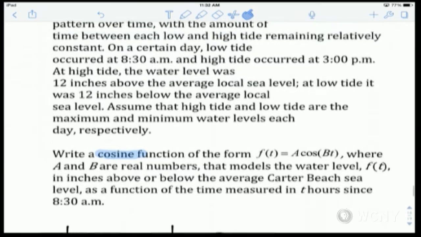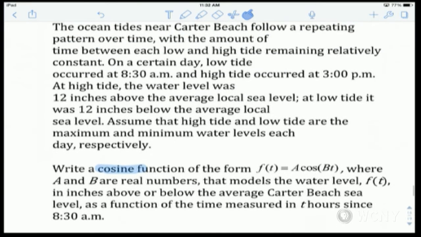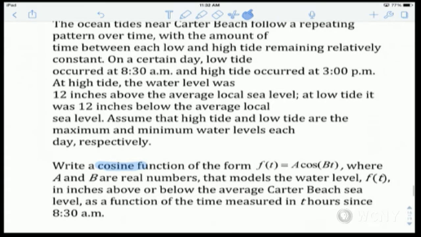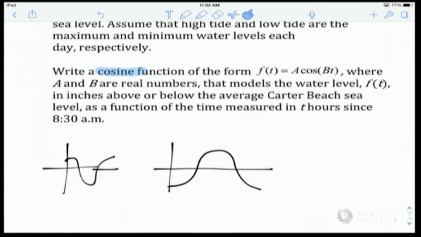Okay, always going back to reread. We had low tide at 8:30 a.m. and it was 12 inches below the average local sea level. So sea level will be your x-axis, and low tide happened at 12 inches below sea level. They said high tide was its maximum, so that's at positive 12 inches. So we have negative 12 inches, we have positive 12 inches.